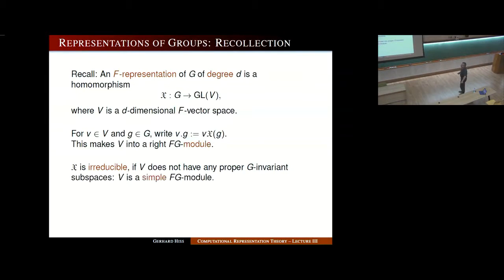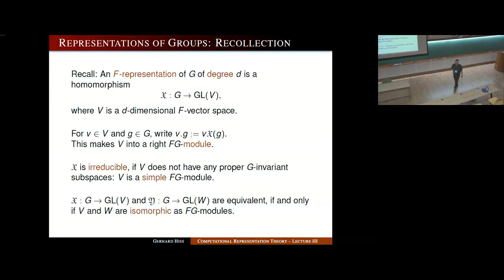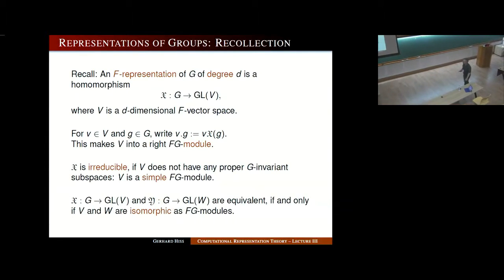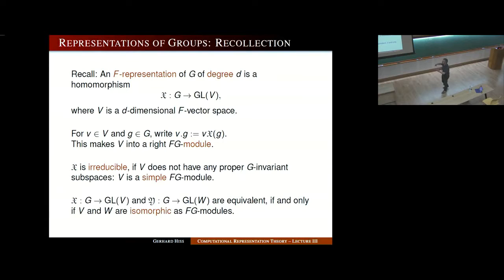And then you have notions of irreducibility, and it's clear that such a representation is irreducible in the sense I defined it on my first slide, if and only if V does not have any proper G invariant subspaces or no proper FG submodule. It's a simple module. And equivalence of representations is described by isomorphisms of FG modules. So this is just a slightly different language, which is sometimes more convenient than the language of matrix representations, because in some sense it incorporates all basis changes you might want to look at in this notion of module.